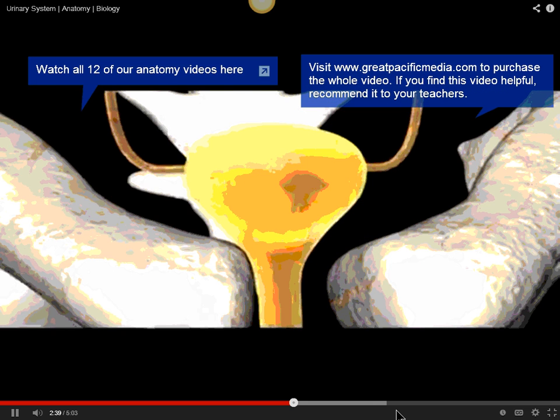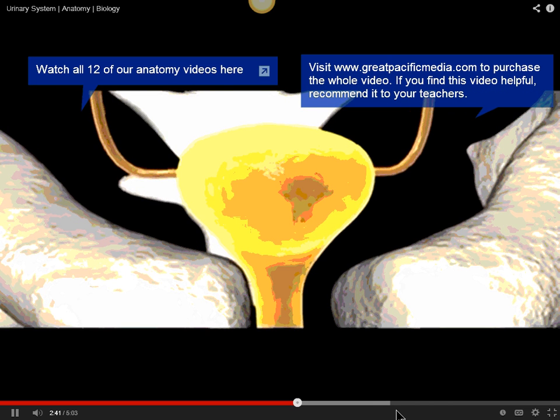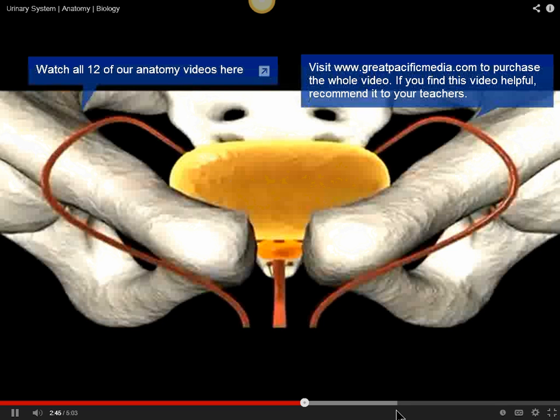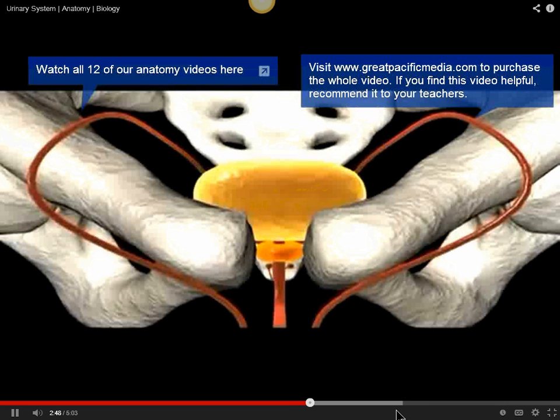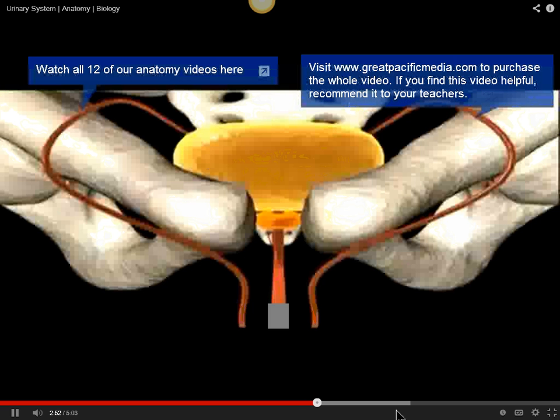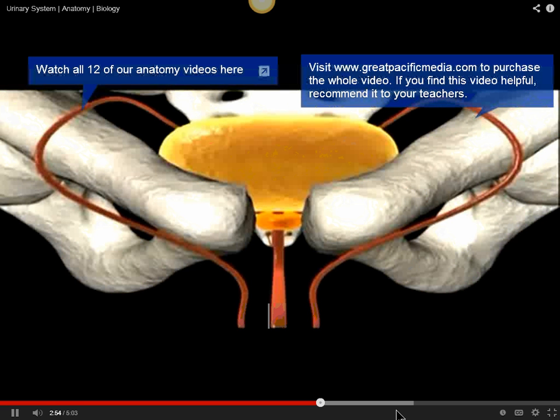The average adult bladder will hold about 500 milliliters, or approximately a pint, of urine. Urination is triggered by considerably smaller accumulations. Urine completes its journey to the outside through a single narrow tube called the urethra.